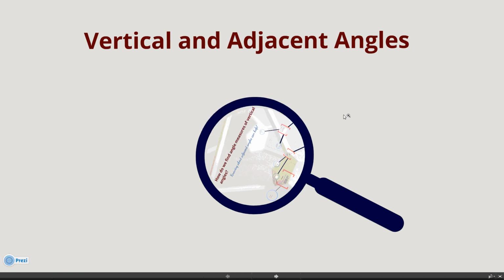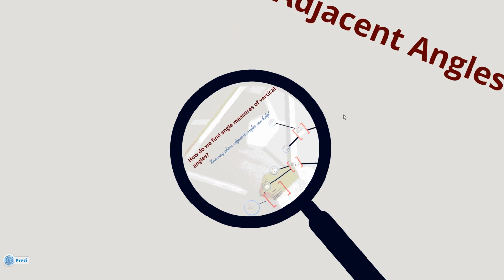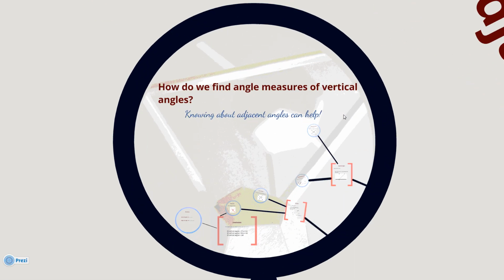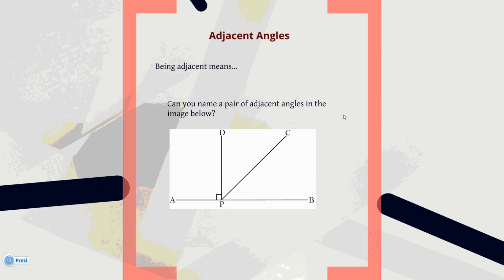This lesson looks at vertical and adjacent angles. We want to know how to find the measure of vertical angles. Knowing about the relationships with adjacent angles can help us to do that. So let's first take a look at adjacent angles.